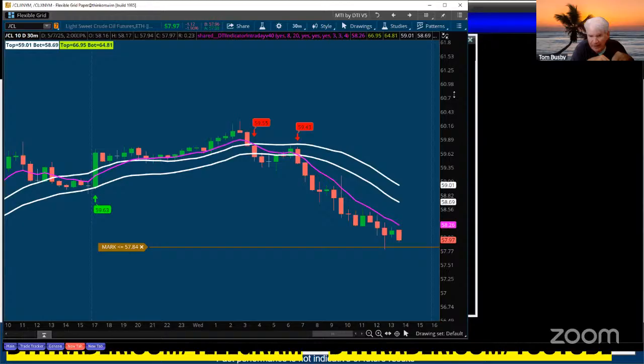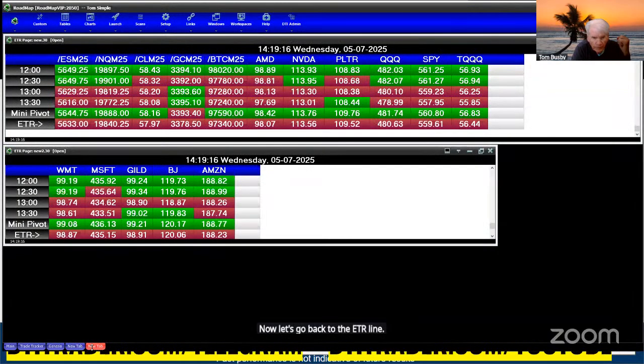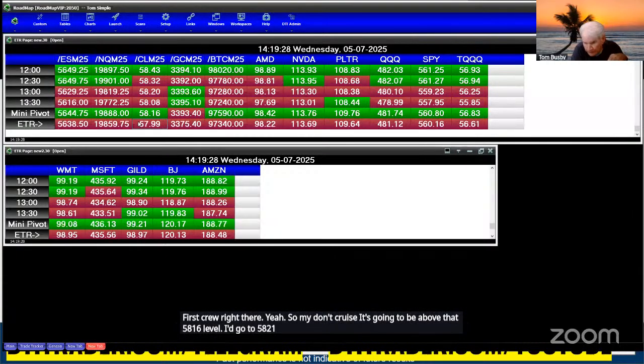Crude's got a red arrow. See what I'm doing? I'm playing it in sync with the tools. Now let's go back to the ETR line. Where's crude? Right there? Yeah. So my risk on crude is going to be above that 58.16 level. I'd go 58.21 if I did go short. Okay.